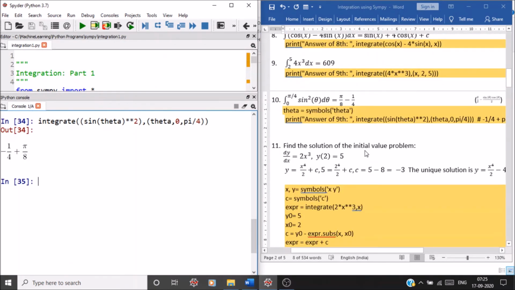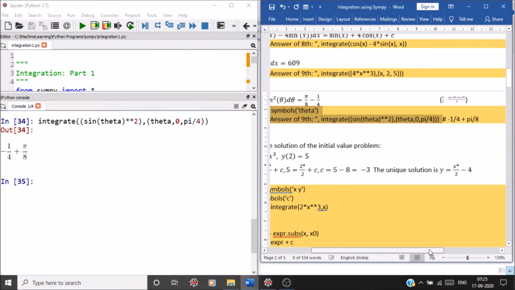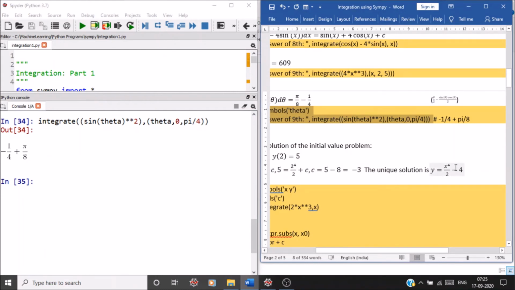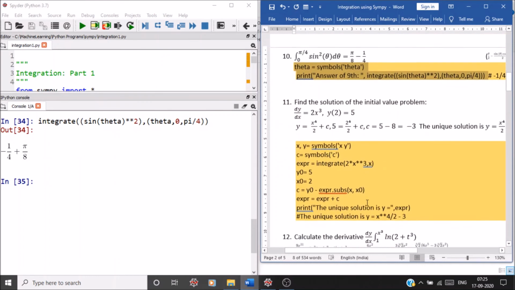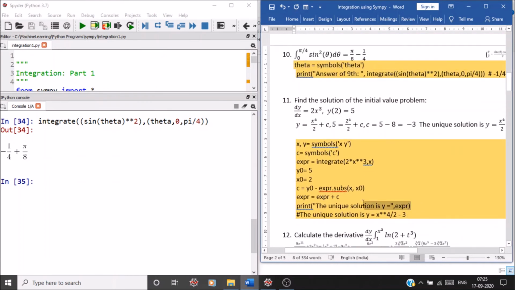Next, find the solution of the initial value problem. dy by dx is 2x to the power q, and y2 is equal to 5. So here y is equal to x to the power 4 by 2 plus c, and that means 5 is equal to x to the power 4 by 2 plus c, and c is equal to minus 3. So the unique solution is y equal to x to the power 4 by 2 minus 4. So how to do this? For that we have to execute this.